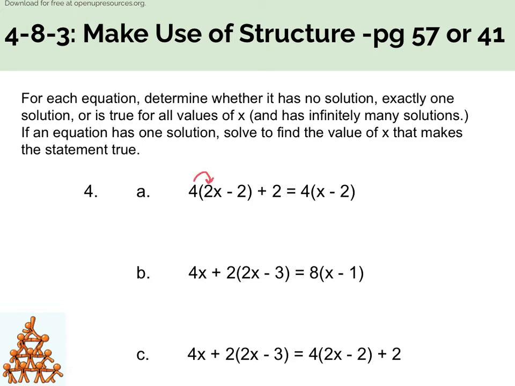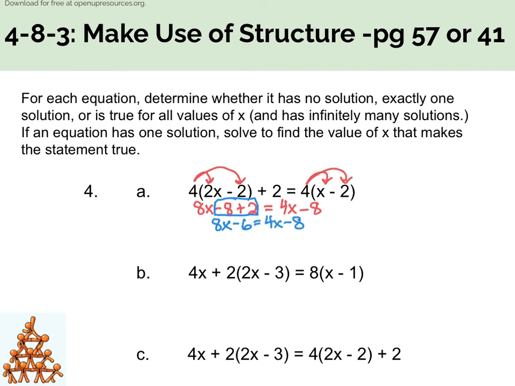So 4 times 2x is 8x, minus 4 times 2 is 8, and then we still have plus 2 equals 4 times x is 4x, and then 4 times 2, so it's minus 8. So let's simplify even further. So we're going to do negative 8 plus 2. Negative 8 plus 2 is negative 6 equals 4x and then minus 8.